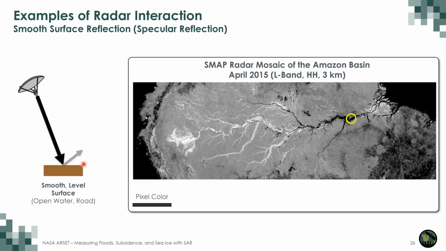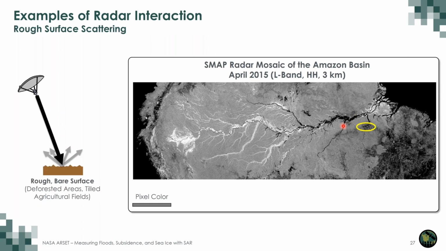So a very smooth surface, such as a water surface, will return very little signal back to the sensor, and therefore will look always quite dark in these SAR images. And this is a fact that we will exploit when we try to detect water in SAR data.